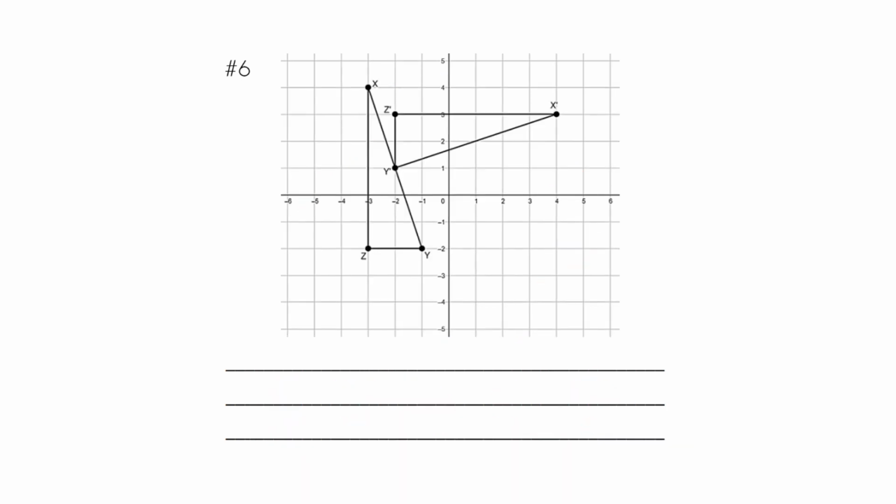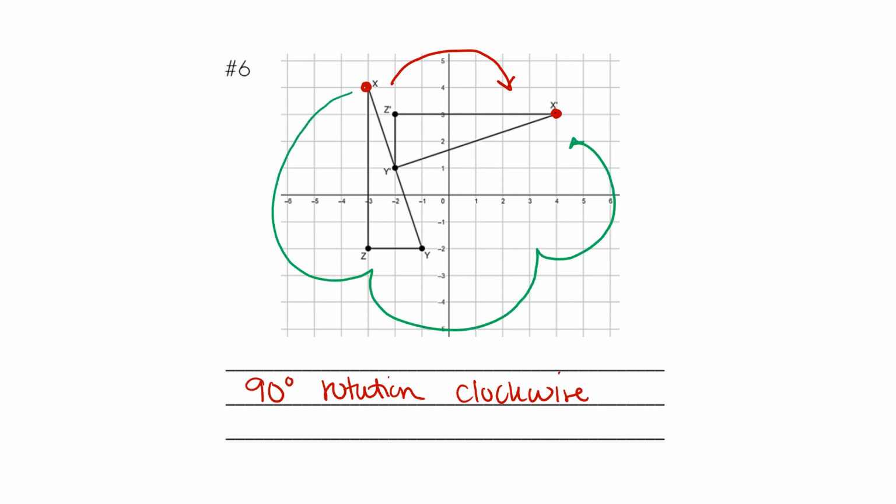Number 6, when dealing with a shape that overlaps or spans 2 different quadrants, we want to focus on 1 point at a time. So if I look at my original point X and I want to go to the new point X, I could go 1 section over, which would represent a 90-degree rotation, and that direction is clockwise. However, I could also go the other direction and I could count 1, 2, 3 sections, meaning I would go 270-degree rotation, and that would be a counterclockwise rotation.